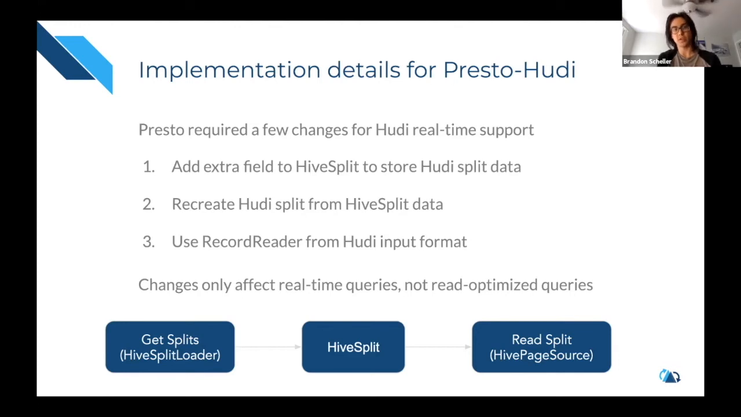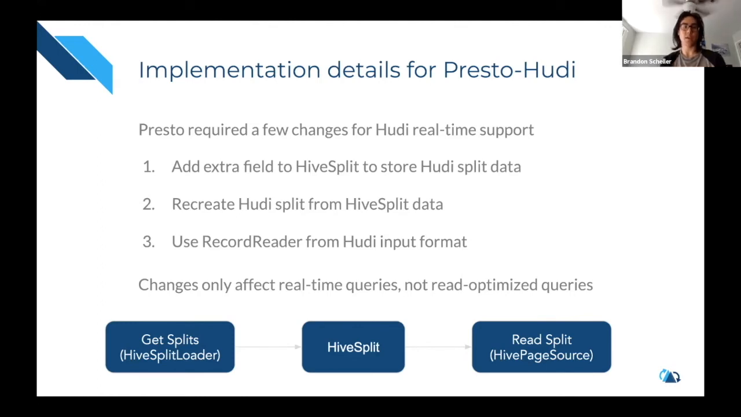So, what changes do we need to make to allow real-time queries to work in Presto? Let's look at these blocks here. The Hoodie team, back in 2017, has already added the use file splits from input format annotation to cover this first block of getting splits. So now we need to allow Presto to use the Hoodie record reader for reading splits. But we also have another step we need to resolve before we can do this.